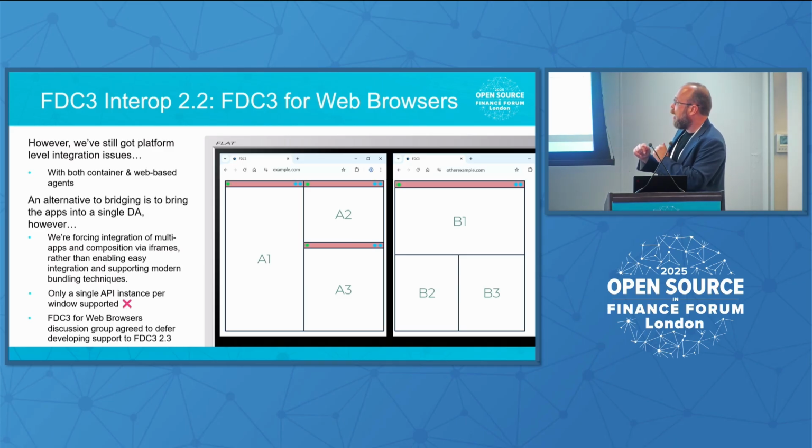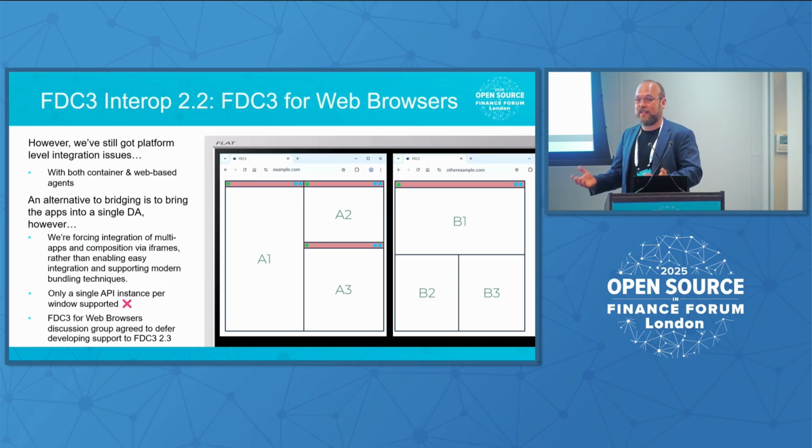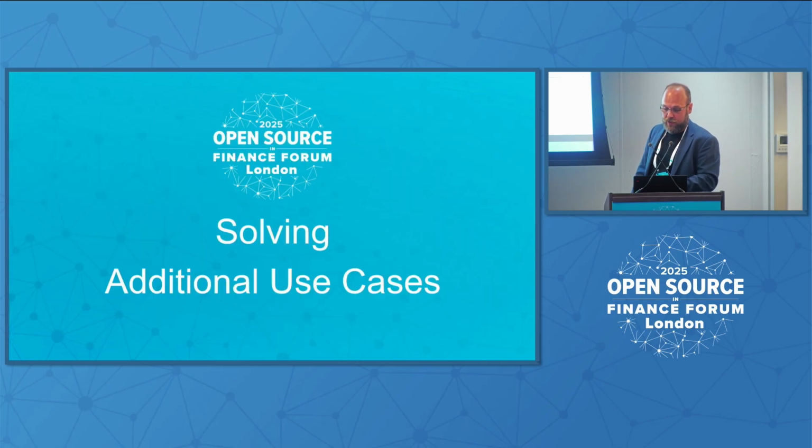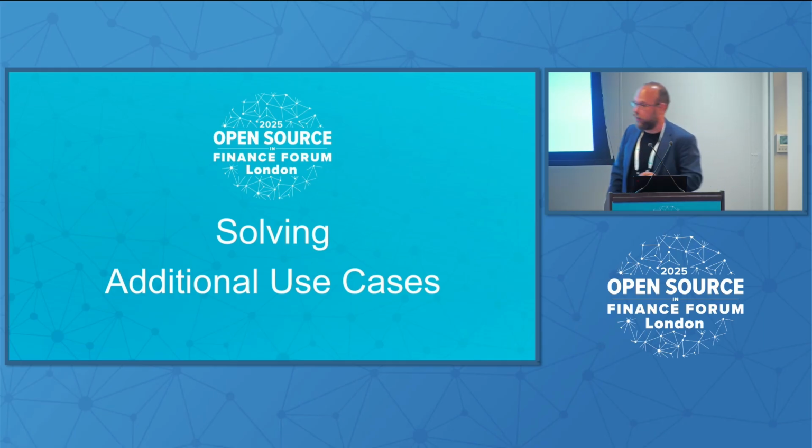This was identified while we were doing FDC3 for the web, but the group ultimately decided that as we were going to need to work at the window level to connect to a window-based desktop agent, we'd start there and we'd defer solving this further problem to FDC3 2.3. So with that, I will hand you back to Derek, who has done a lot of thinking on this topic, and I think he's going to tell us what it's going to take to solve some of those additional use cases and some of the decisions we've got to make. Thank you.